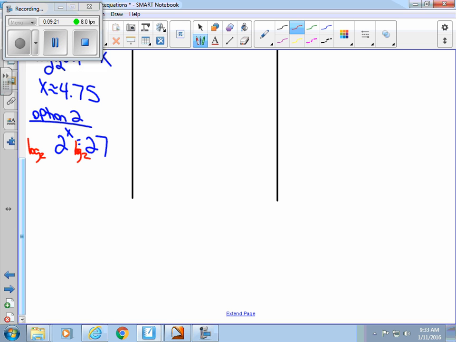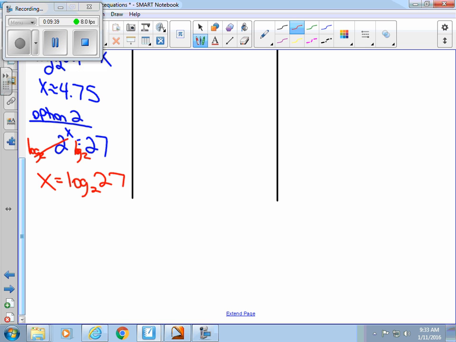Log base 2 of 2 to the x just cancels and gives you x. And you're left with log base 2 of 27. It's right back where we were when we did the little rewrite. That makes no difference which way you do it.